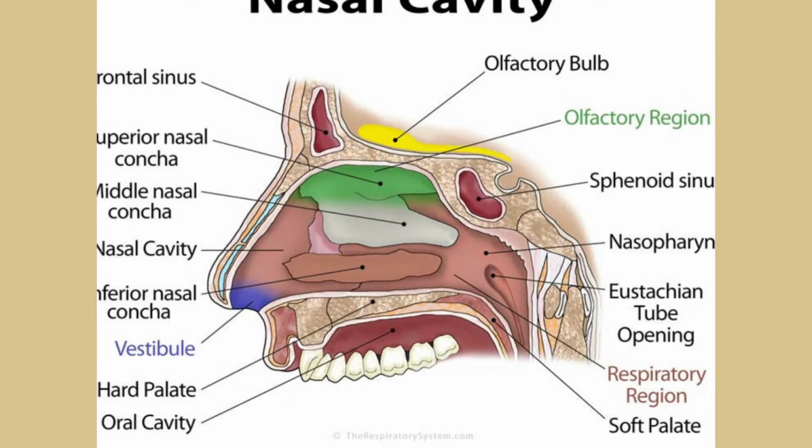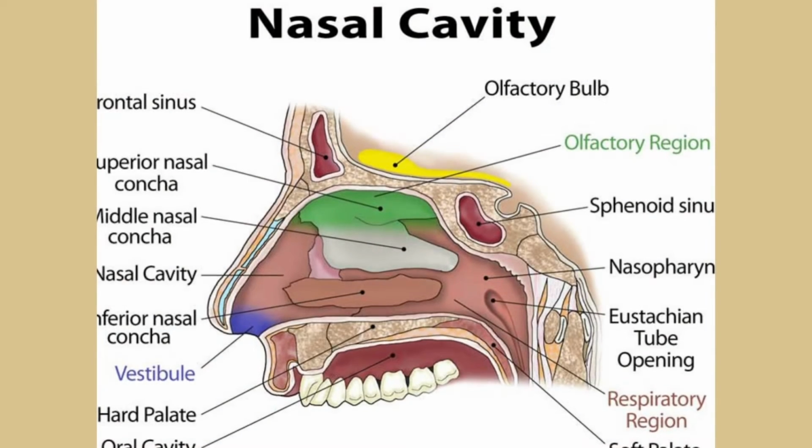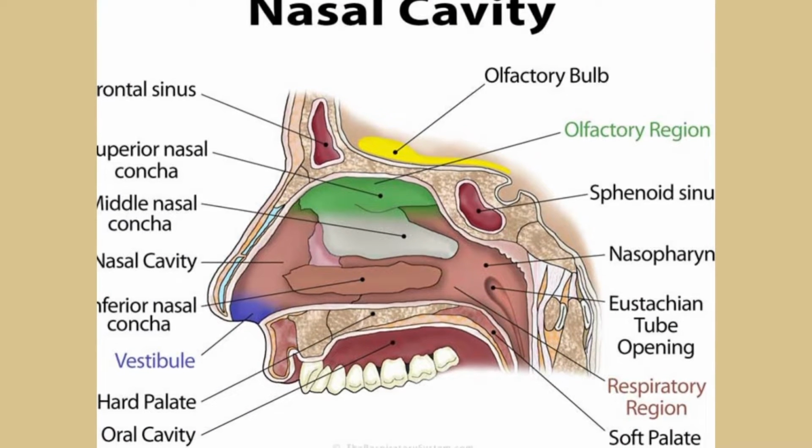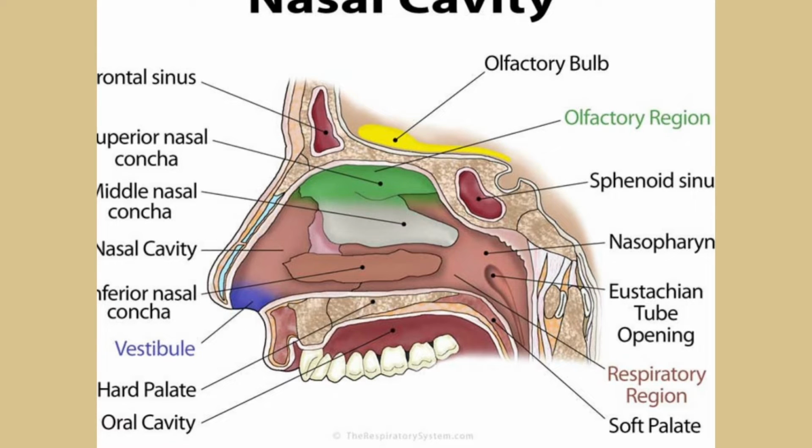Conchae are the bony ridges on each side of the nasal cavity. They increase the surface area of the nasal cavity, and they cause air to churn to be cleansed, humidified, and warmed. Paranasal sinuses are the air-filled spaces between bones and opening into the nasal cavity, or resonating chambers. They reduce the weight of the skull, produce mucus, and influence the quality of voice. And then lastly, the nasolacrimal ducts. They open into the nasal cavity and carry tears from the eyes.